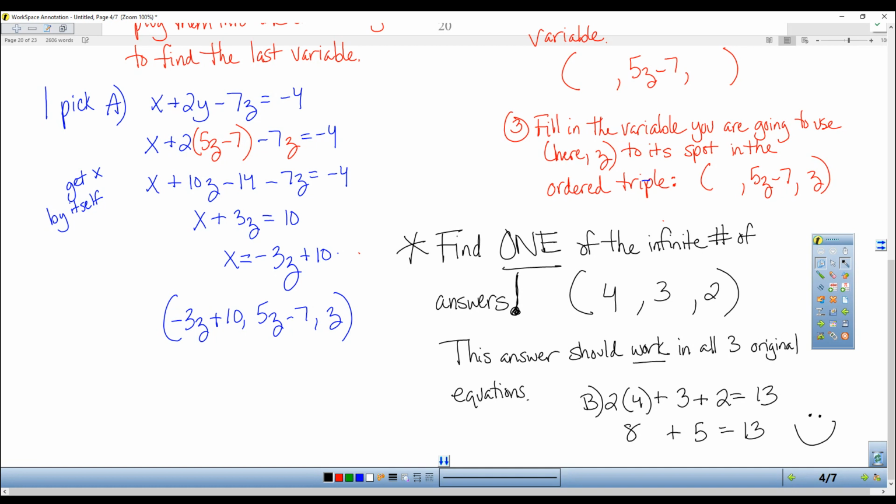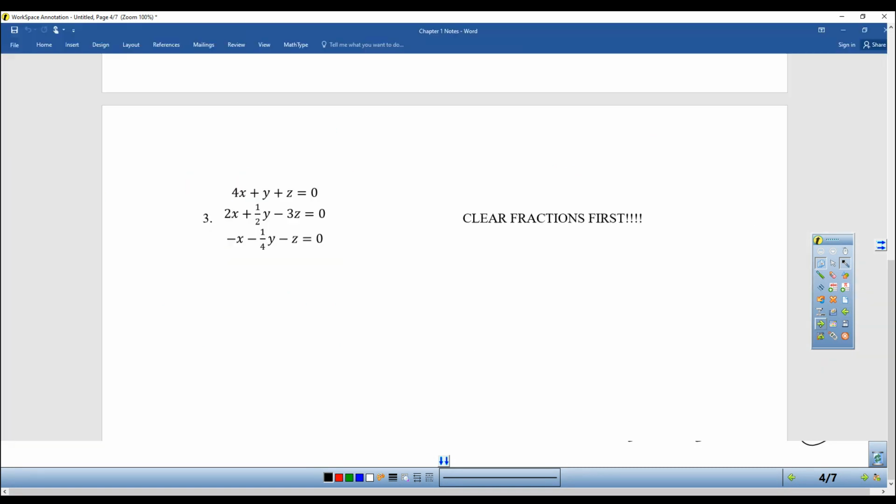So I'm going to do 2 more of these with you. If you would like to try them on your own, you're certainly welcome to. But I am going to do them for you. All right, so you'll see I wrote clear fractions first. So while this would be my equation A, for my equation B, I would multiply everything through by 2. That would clear the fraction.